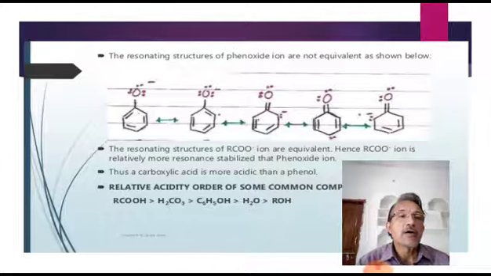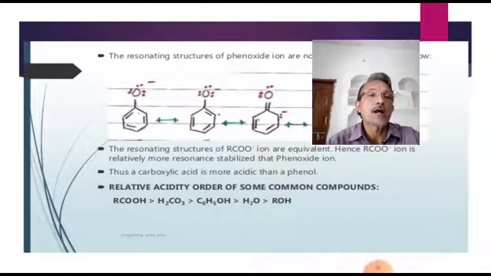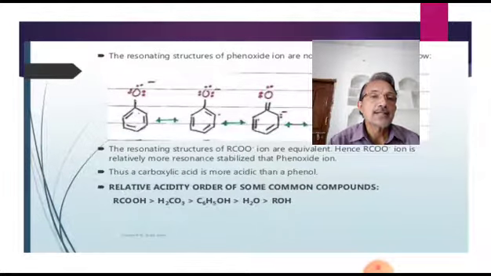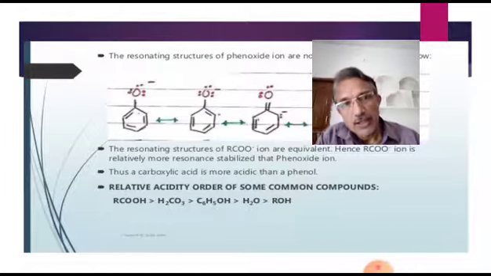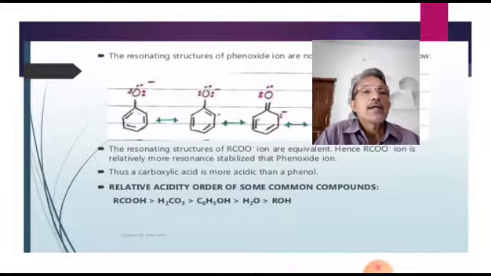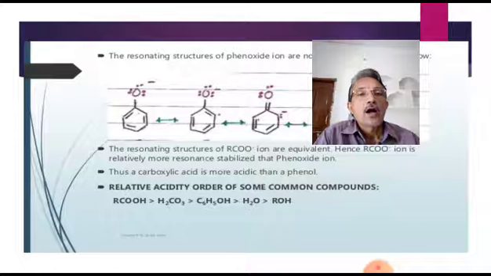Relative acidity order of some common compounds. Carboxylic acid is more acidic than carbonic acid, which is more acidic than phenol, which is more acidic than water, which is more acidic than alcohol. If you look at the relative acidity order, carboxylic acid is the most acidic whereas alcohol is the least acidic.